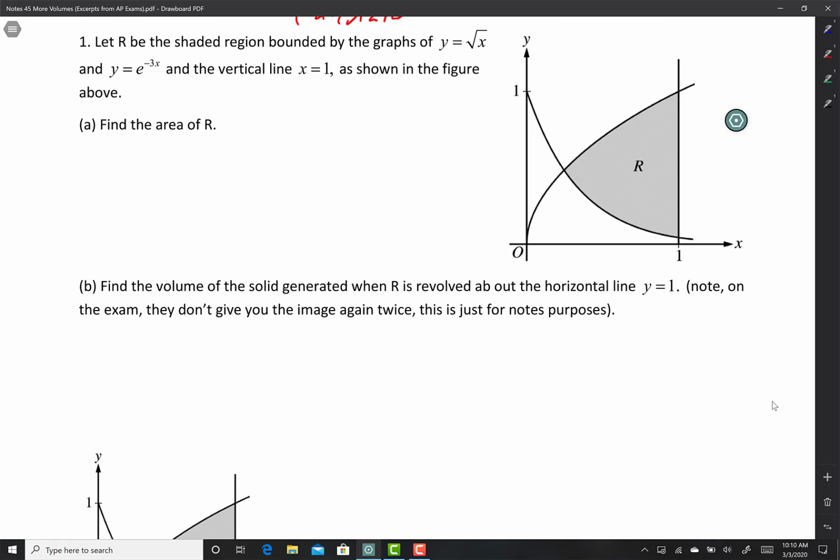Question number 1. Let R be the shaded region bounded by the graphs y equals square root of x and y equals e to the negative 3x, and the vertical line x equals 1, as shown in the figure above. Find the area of R. The first thing you need to do, since they let you use the calculator, is calculate the x value of the intersection.